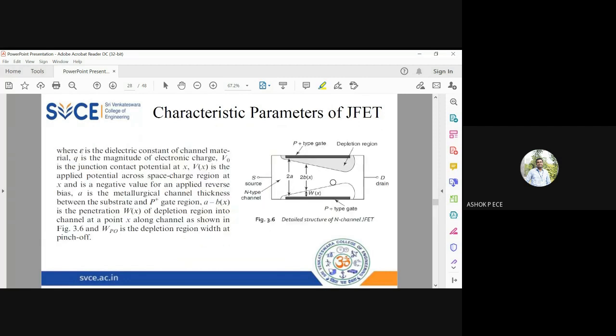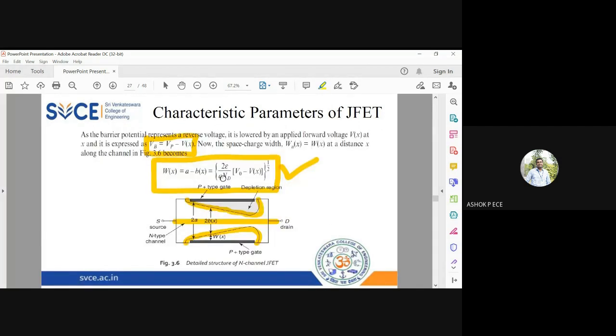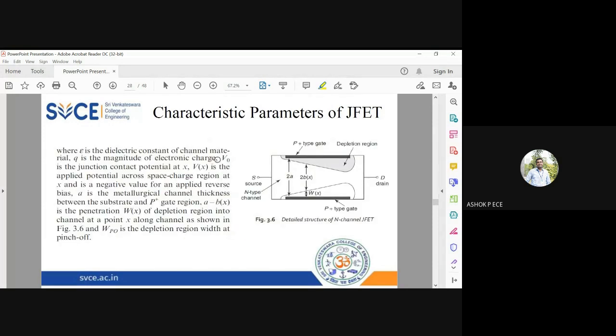Here, epsilon is the dielectric constant, q is the charge, and V naught is the junction contact potential at the point x. The voltage varies with respect to distance, because as the distance increases, the depletion region shape is also changing. So everything is varying now. Previously, when we found the barrier potential, everything was constant, but here everything is varying.